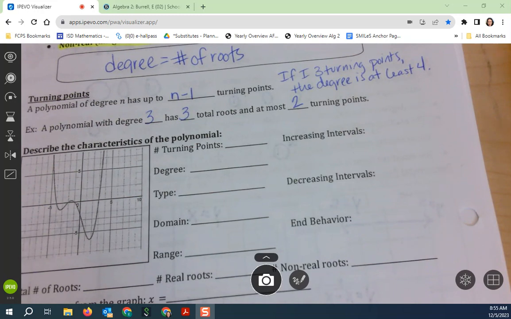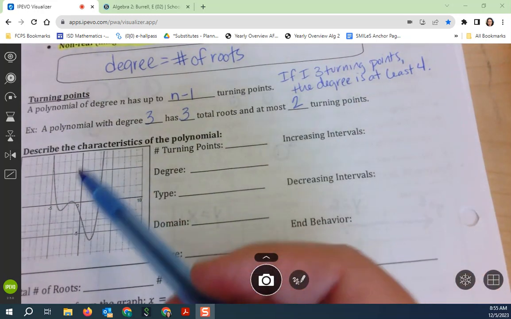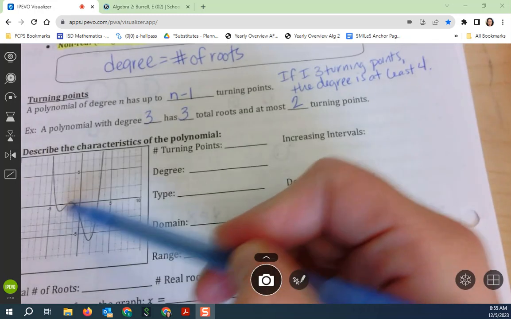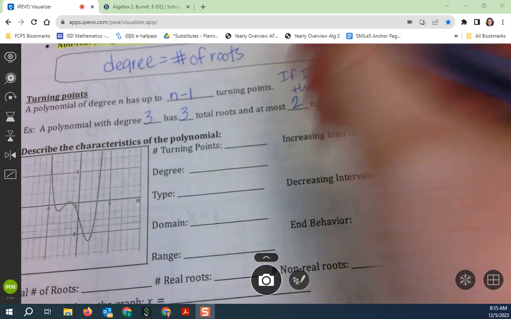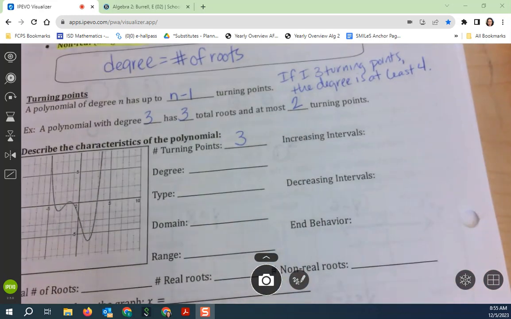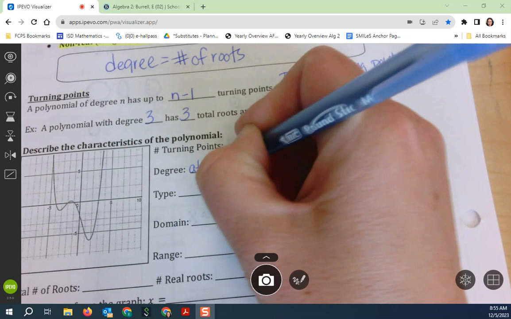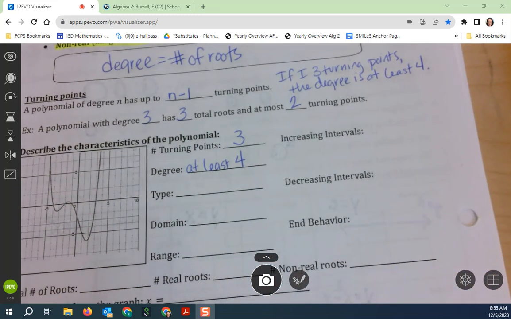So we're going to do one of these problems together, and then I'm going to give you some time to work on one. Let's look at the first one. We already counted the turning points. The turning points are when the graph goes between increasing and decreasing. So you've got 1 here, 1 here, and 1 here. So we have 3 turning points. If you have 3 turning points, is the degree more or less? It's more, right? So the degree is more. So then the degree would be at least 4. And for our purposes in this class, you can just write 4. That would be fine.